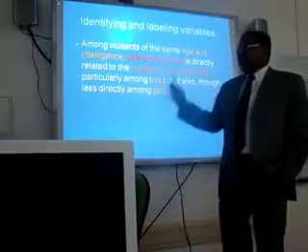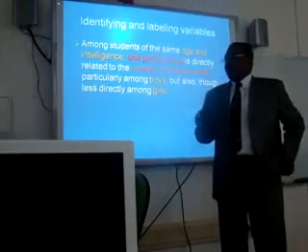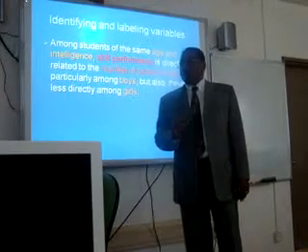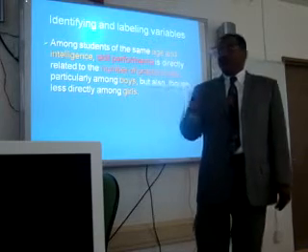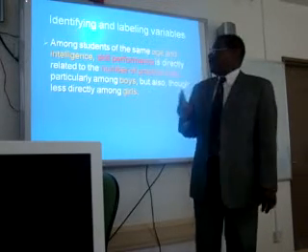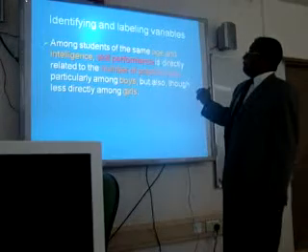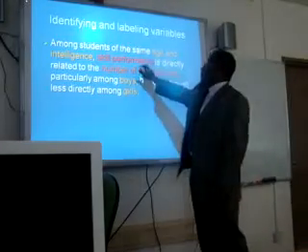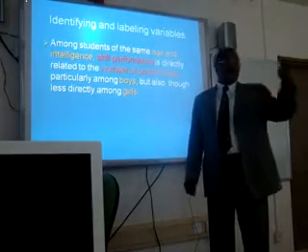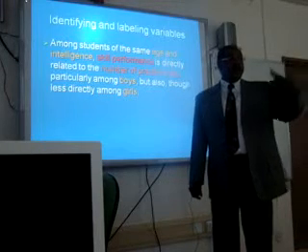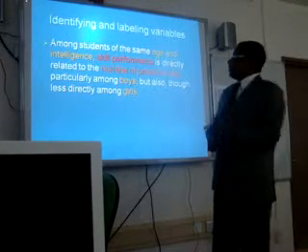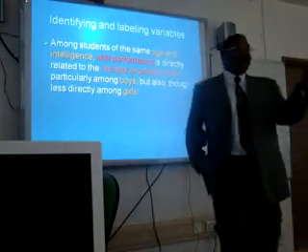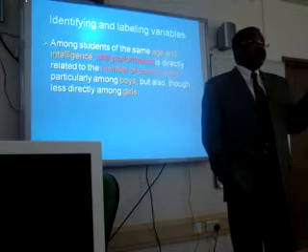So among students of the same age and intelligence, skill performance is directly related to the number of practice trials, particularly among boys, but also though less directly among girls. Okay, so skill performance, this is what we can measure by observing, or you see the student performing these skills. Is directly related to the number of practice trials. How many practice trials can I give students in my exercise or in my tutorial.